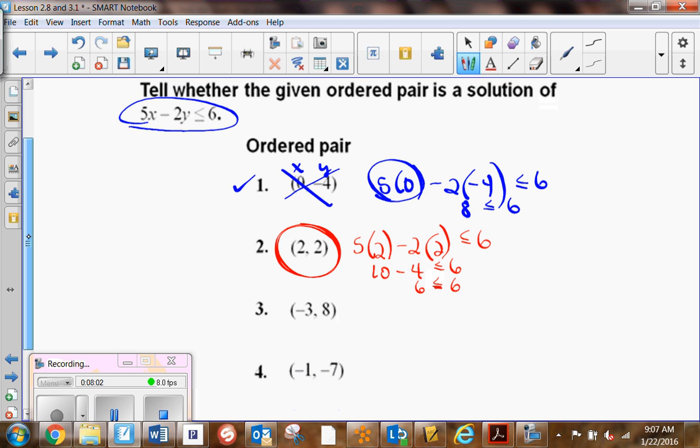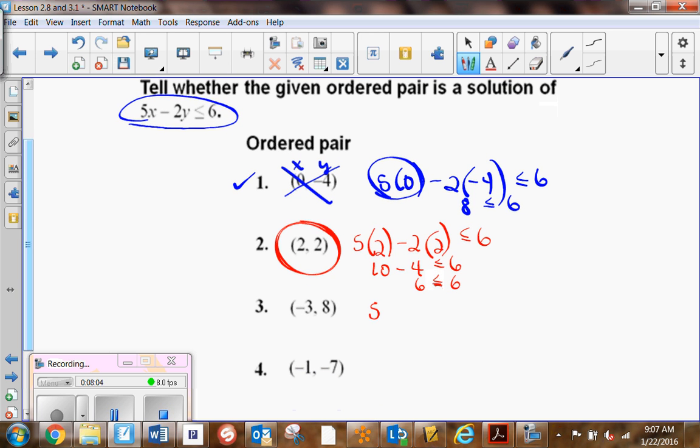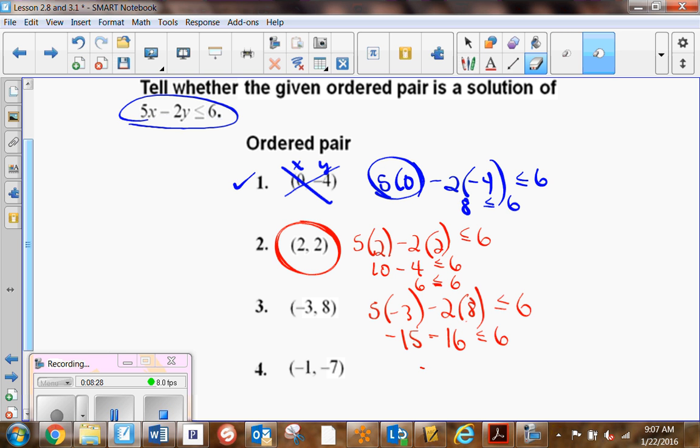Let's do one more. Negative 3, 8. So let's stick a negative 3 in for x, and I will put in an 8 for y. And let's see if indeed that is less than or equal to 6. This will be negative 15 minus 16. Minus 16 is less than or equal to 6. This is going to give us negative 31 is less than or equal to 6. Very, very true. So yes, that would be part of the solution set.